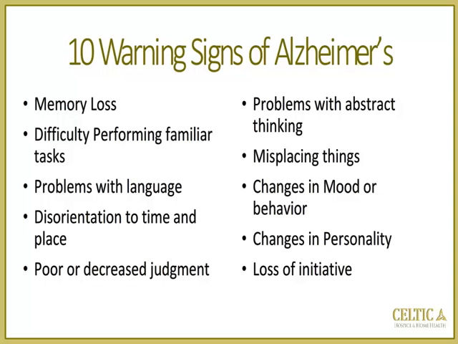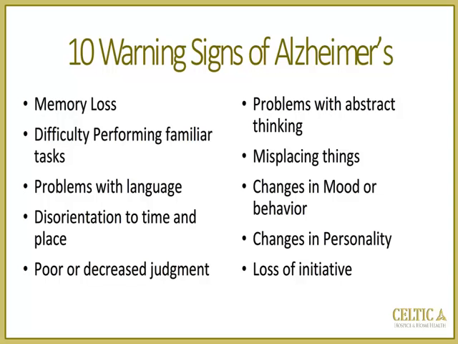The fourth warning sign is disorientation to time and place. One can become lost in their own neighborhood, forget where they are and how they got there, and not know how to get back home. Normal for aging is forgetting the day of the week or where you might be going.